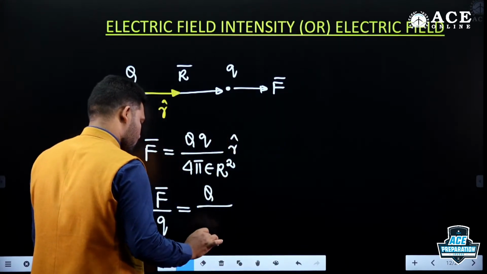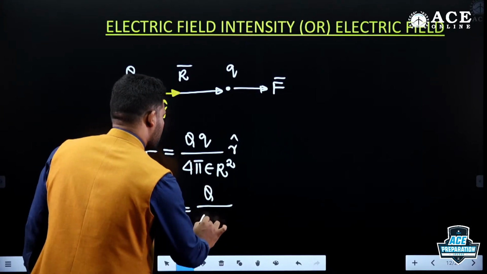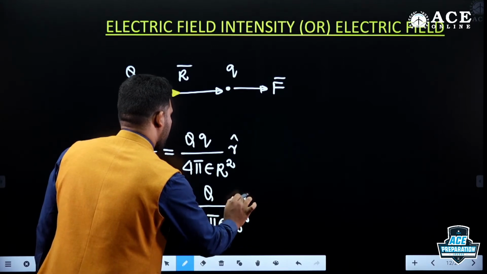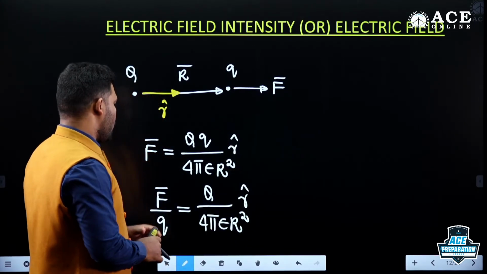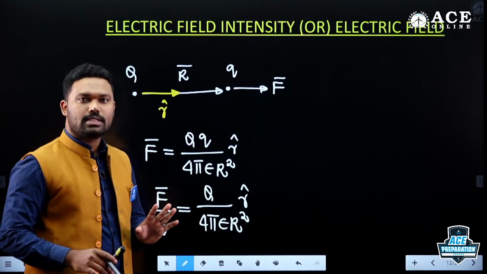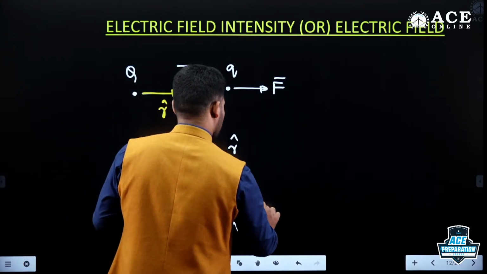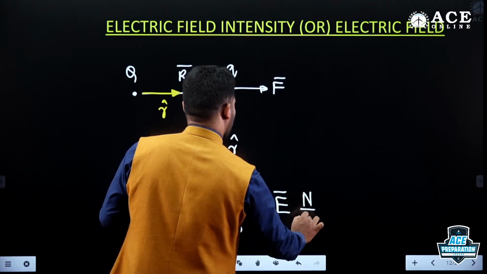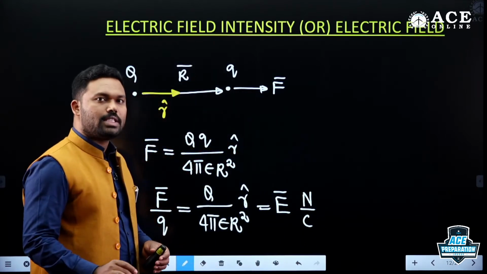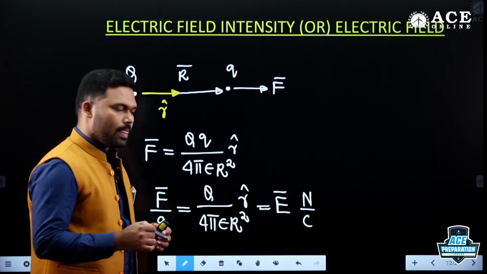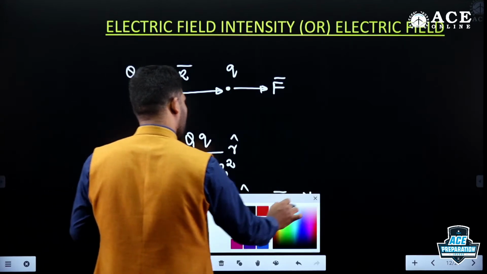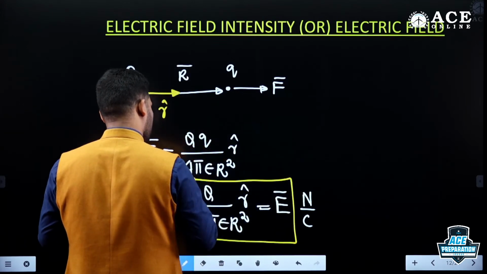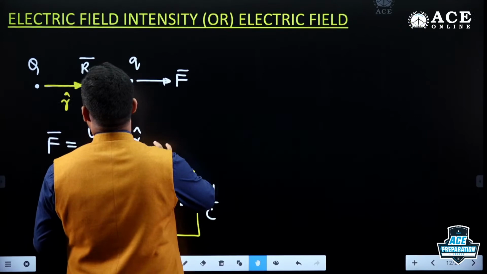I'll go slow. Here it is 4 pi epsilon R square into R cap. Force experienced per unit charge is called electric field. Its units are Newton per Coulomb. Units are also very important. Sometimes there was a direct question on the units. So this is the expression for the electric field, force experienced per unit charge.